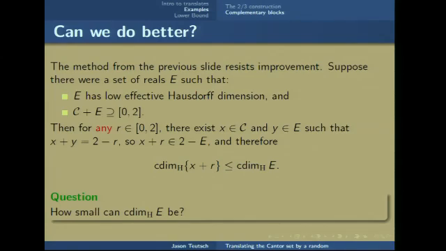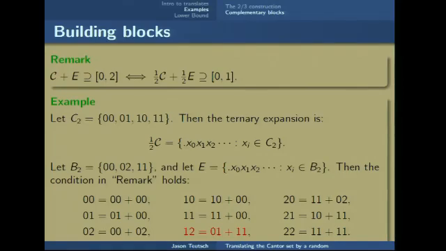So we're looking for a set which is sort of a complementary set to the Cantor set, where you add it to the Cantor set, and then you can cover the whole interval between 0 and 2. And covering the interval between 0 and 2 is the same as, if you divide by 2, covering the interval between 0 and 1. So this is kind of a useful observation.